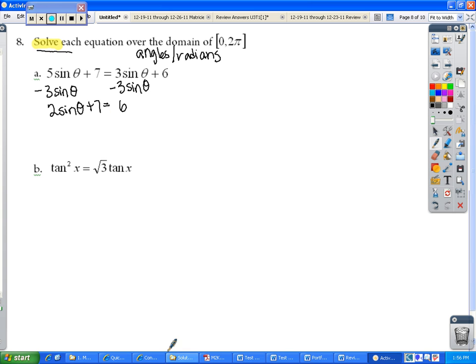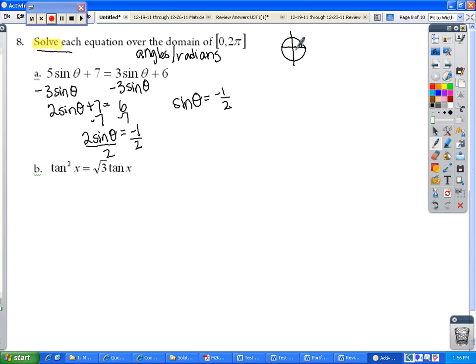Subtracting 7 will give me 2 sine theta equals negative 1. Divide both sides by 2. And now I know that sine of theta is equal to negative 1/2. So now you have to think, on your unit circle, where is sine of theta equal to negative 1/2?